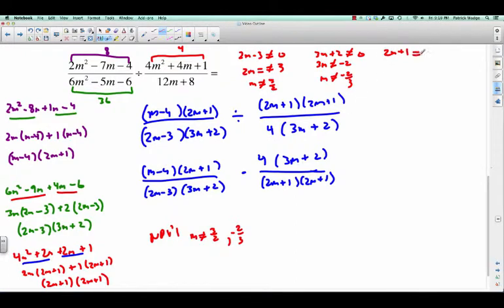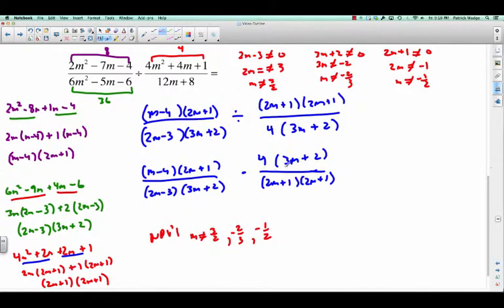So 2m plus 1 cannot equal 0. Subtract 1 from both sides. That means 2m cannot equal negative 1. Divide both sides by 2. M cannot equal negative 1 over 2. You don't need to write this all out for me if you can do it in your head, but if you get confused, that's the process.